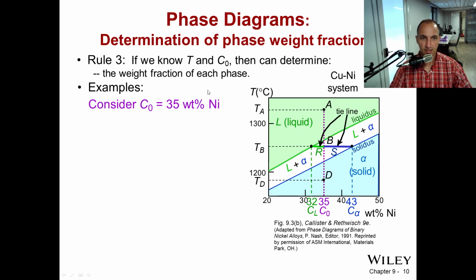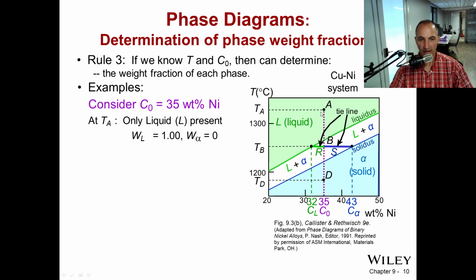So the third thing we can determine is the weight fraction of each phase. Again, we know the temperature and the overall composition, so we can get the weight fraction of each phase. Here, we still use the tie line that we had from before, and we're still considering this 35 overall weight percent nickel. At TA, up here, we have all liquid, so our weight fraction of liquid is 1. So we have 100% liquid up here, and we have 0% alpha. At point D, we have 0 weight percent liquid and 100 weight percent alpha. So we have all alpha at that point.